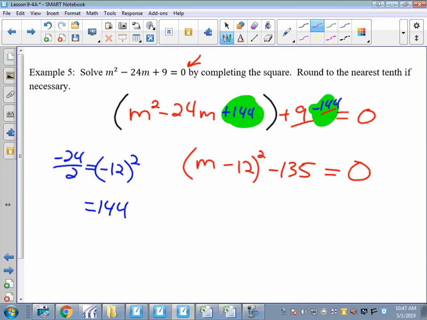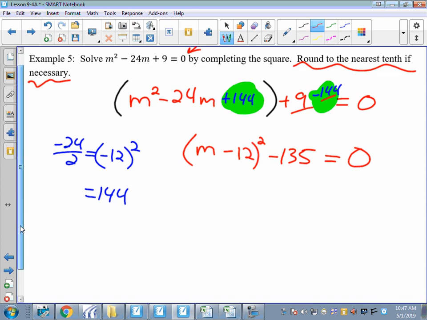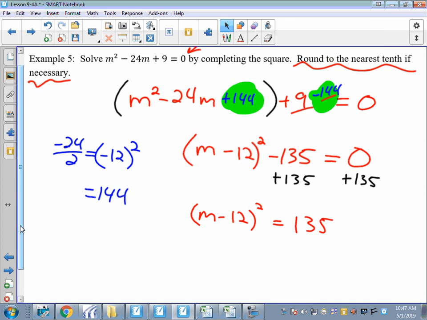Now looking at the problem, it says here round to the nearest tenth if necessary. So that gives me an idea that, hey, this one's probably not going to work out real nice and neat for an integer, so you're going to probably have to do some rounding. All right, again, now I got to isolate the square. So I got to get rid of this 135, so I'm going to do that by adding it to both sides. And now I have m minus 12 squared equals a positive 135. The next step is to take the square root of both sides.